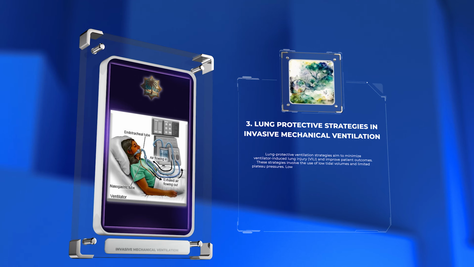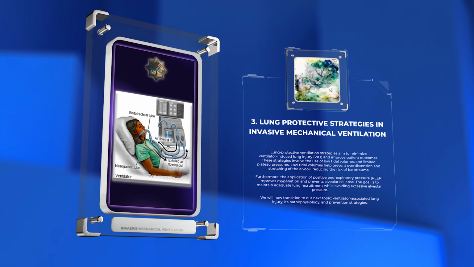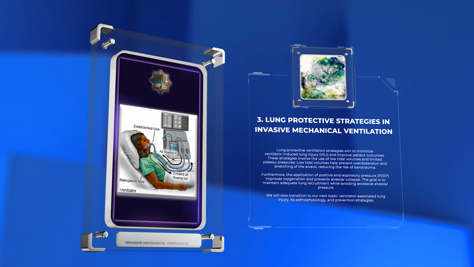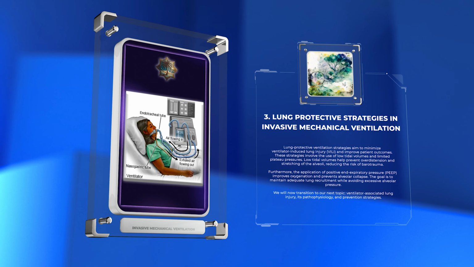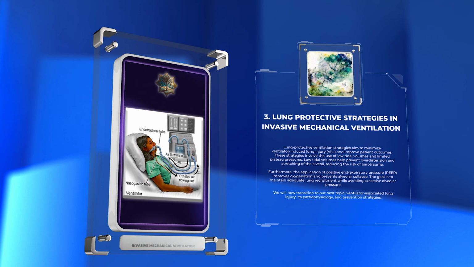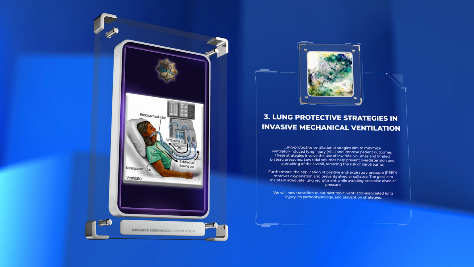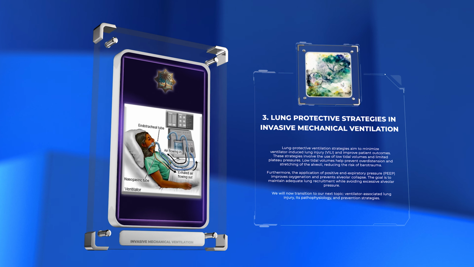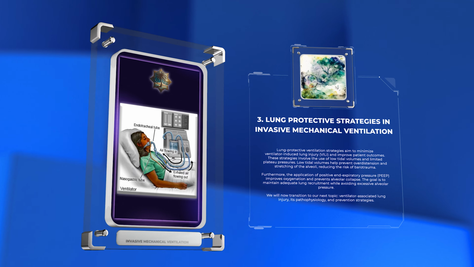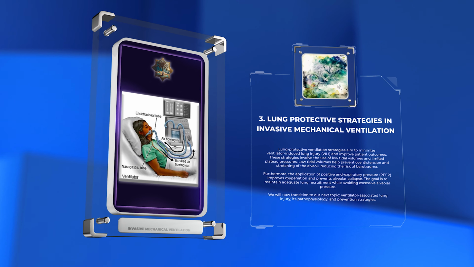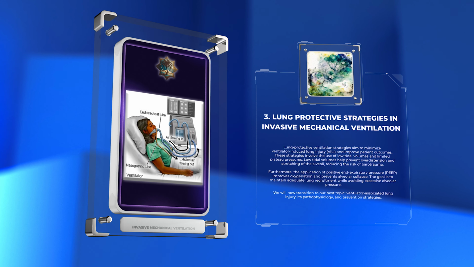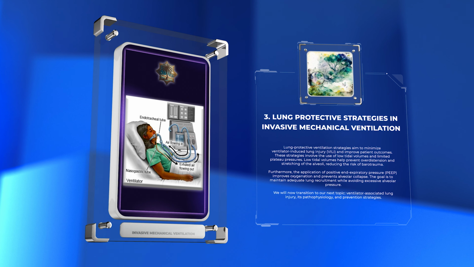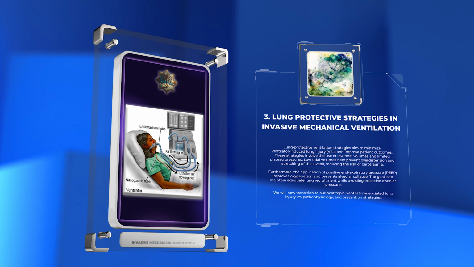Lung protective ventilation strategies aim to minimize ventilator-induced lung injury, VILI, and improve patient outcomes. These strategies involve the use of low tidal volumes and limited plateau pressures. Low tidal volumes help prevent overdistension and stretching of the alveoli, reducing the risk of barotrauma. Furthermore, the application of positive end expiratory pressure, PEEP, improves oxygenation and prevents alveolar collapse. The goal is to maintain adequate lung recruitment while avoiding excessive alveolar pressure.